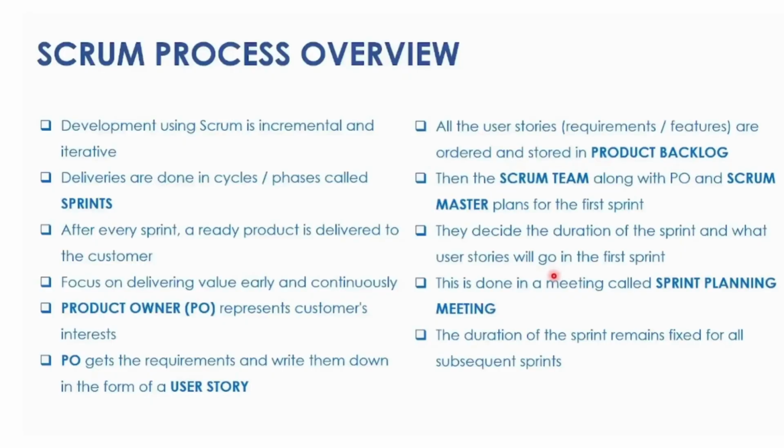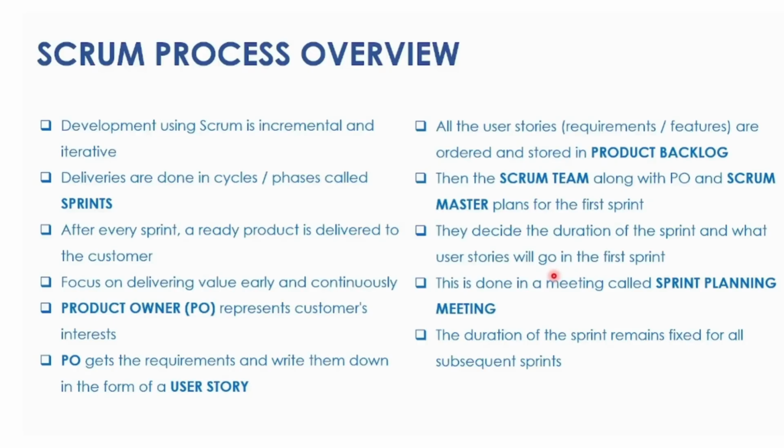In the Scrum process flow overview, development using Scrum is incremental and iterative. It is done in cycles, and they are called sprints. What we discussed as an iteration in Agile is now a sprint in Scrum. Both are the same thing. After every sprint, the product is delivered to the customer, because we discussed high-value and early delivery of the product. Focus on delivering value early and continuously.